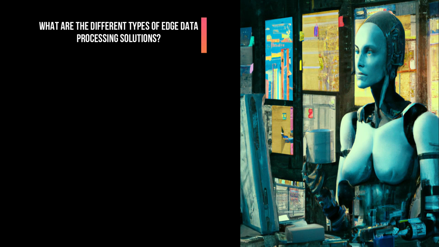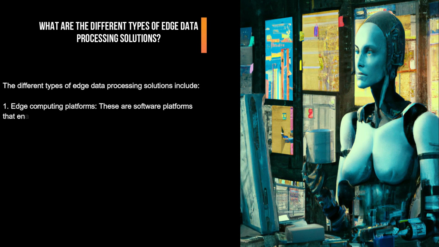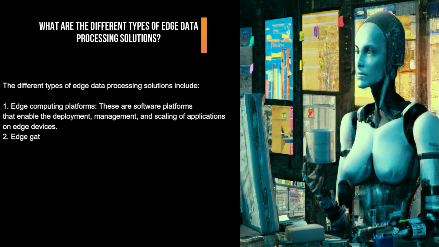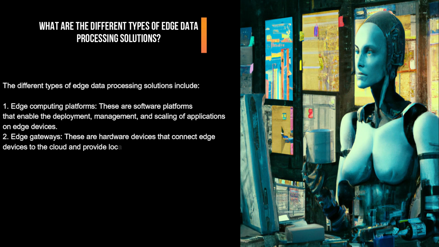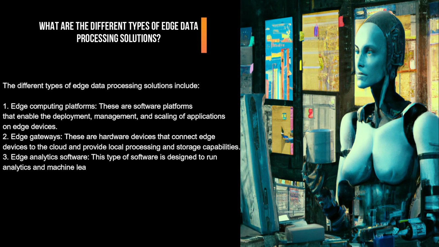What are the different types of edge data processing solutions? The different types of edge data processing solutions include edge computing platforms. These are software platforms that enable the deployment, management, and scaling of applications on edge devices. Edge gateways, these are hardware devices that connect edge devices to the cloud and provide local processing and storage capabilities. Edge analytics software, this type of software is designed to run analytics and machine learning models on data collected at the edge, enabling real-time decision-making.